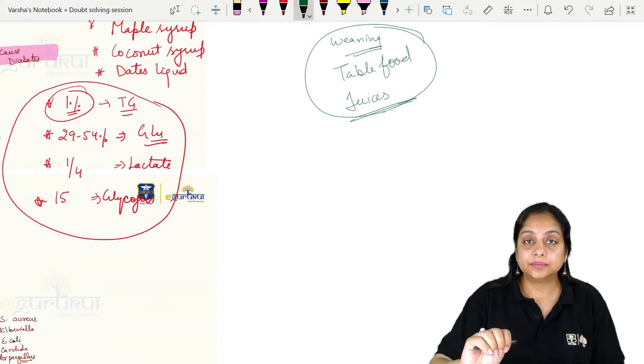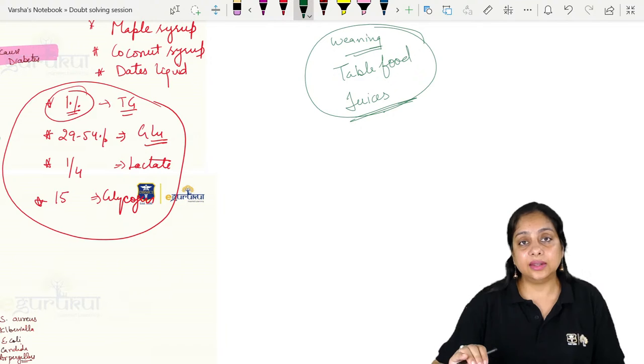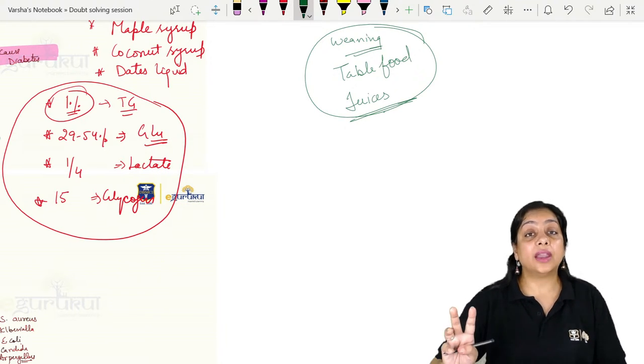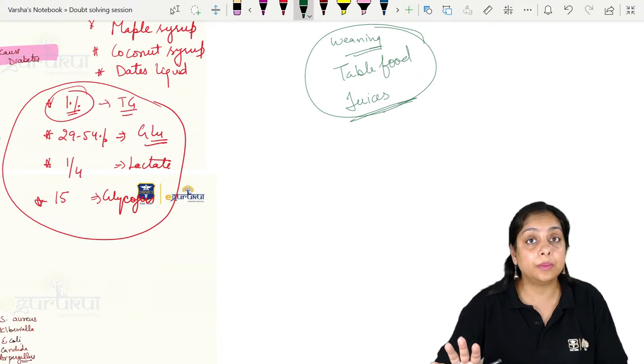Right, Sandeep. Okay, I'll give you all the details of the hexokinases and where they are related. It is most probably hexokinase 3, which I'm not right now 100% sure of, but it is most probably hexokinase 3, right?